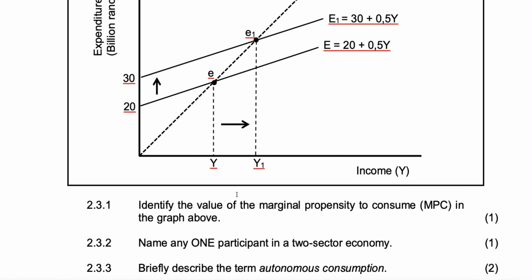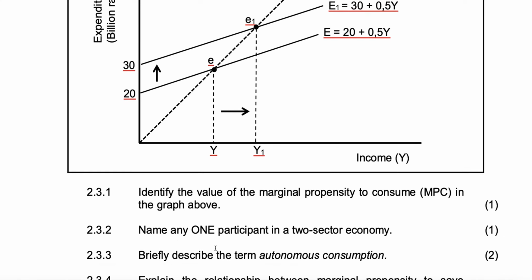Okay, so with that said, let's look at the questions. Identify the value of the marginal propensity to consume in the graph above. Well, it's 0.5. That's the MPC, 0.5. Then name any one participant in a two-sector economy. I said it's households and businesses, so name one of them.